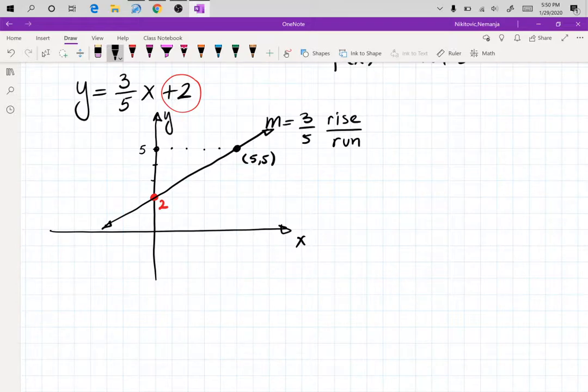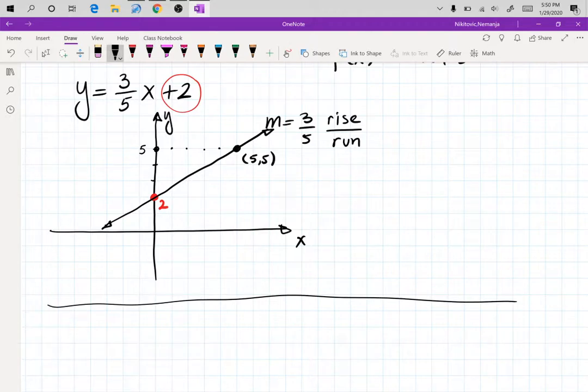If you have a negative, instead of going up, you will go down. And you still say you go to the right for the run part. So I'll get you to try negative 1/3 x plus 4. Negative 1/3 x plus 4.